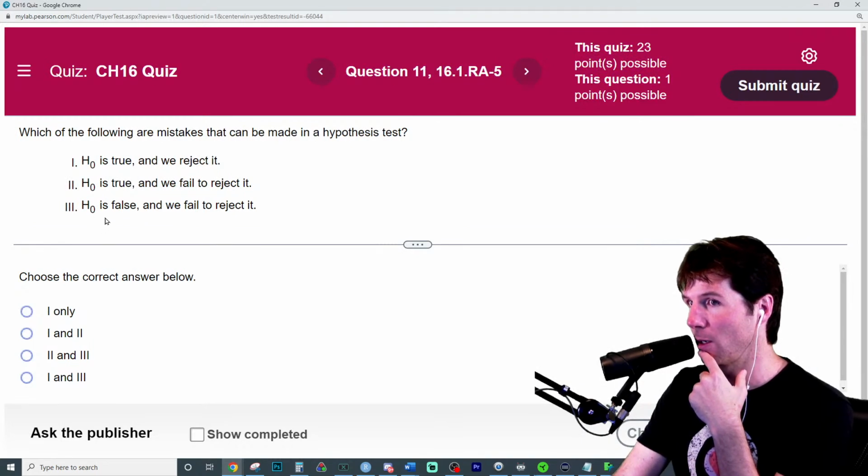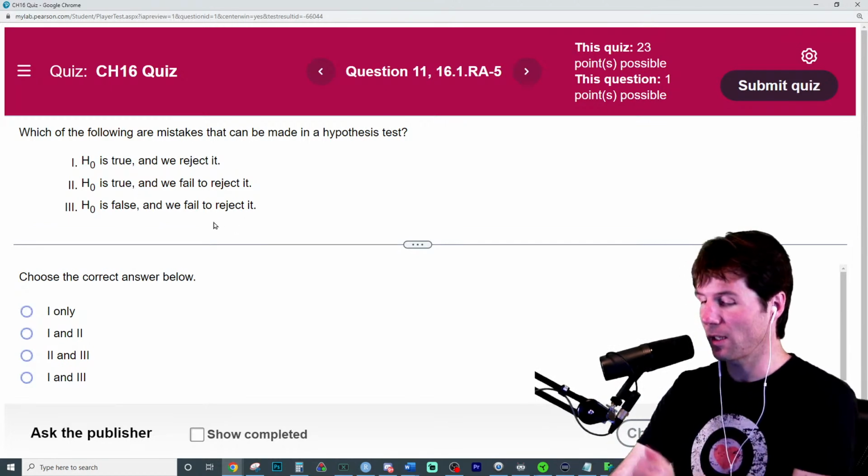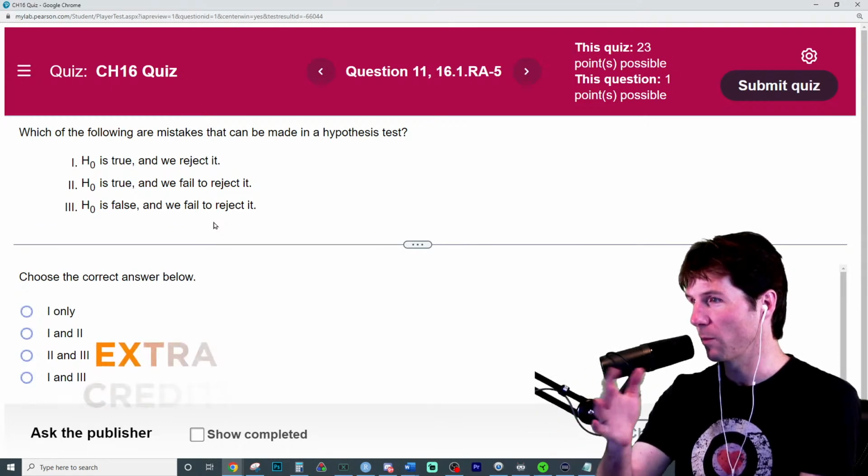They could have added a fourth one right here. The null is false and you reject it, and that'd be fine. If it's false, we should reject it. Exactly, Fran. Great follow-up, because they could have added a fourth. That would be a correct thing to do.